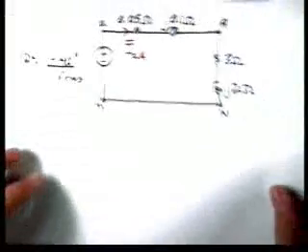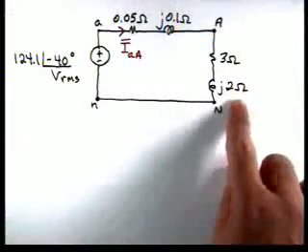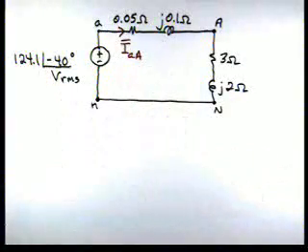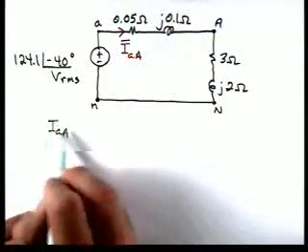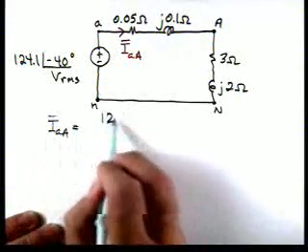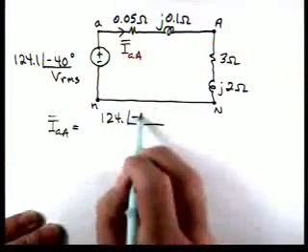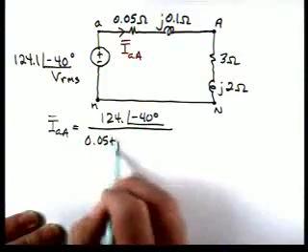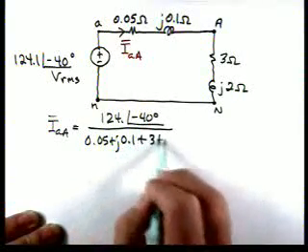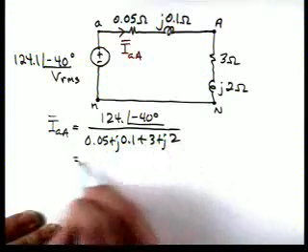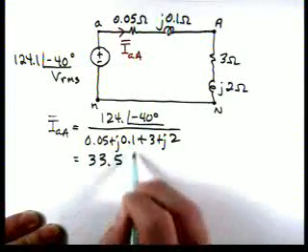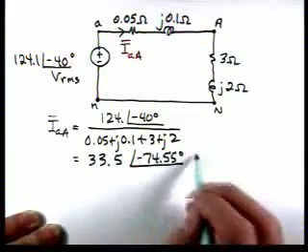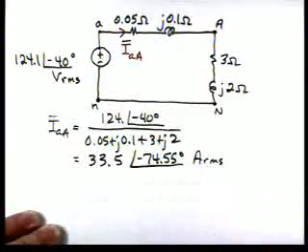So here's our A-phase circuit. Here's our load converted to a Y, and the line impedance. Here's VAN. So now we can calculate a current. It's 124.1 at an angle of minus 40 divided by 0.05 plus j0.1 plus 3 plus j2. So that current is 33.5 at an angle of minus 74.55 amps RMS.